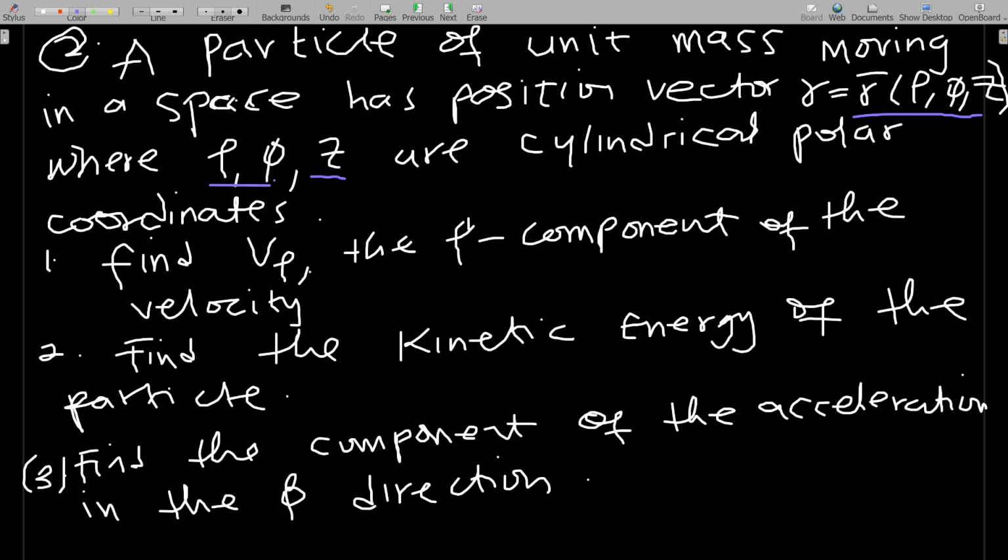Okay, but here there should be something we should note. The unit mass is very important. Unit mass means that the mass is equal to 1. Now the first question is: find v rho, the radial component of the velocity.